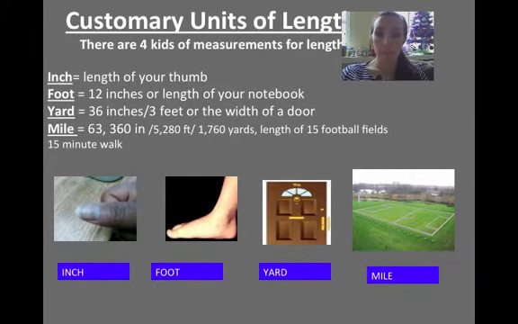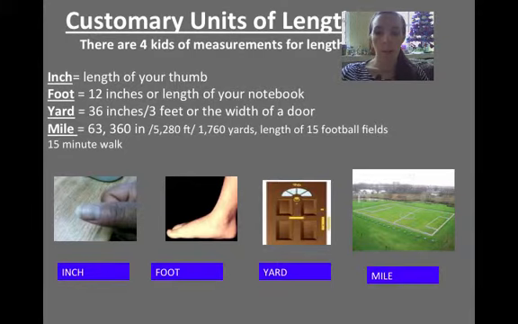You have four basic units: an inch, a foot, a yard, and a mile. And just to give you a relative idea of the size of those, an inch is about the length of your thumb, a foot is 12 inches or the length of your notebook, a yard is 36 inches or 3 feet. Now those are equivalent measurements. Even though they're different units, they're the same length. 36 inches and 3 feet, or the width of a door, all the same length.